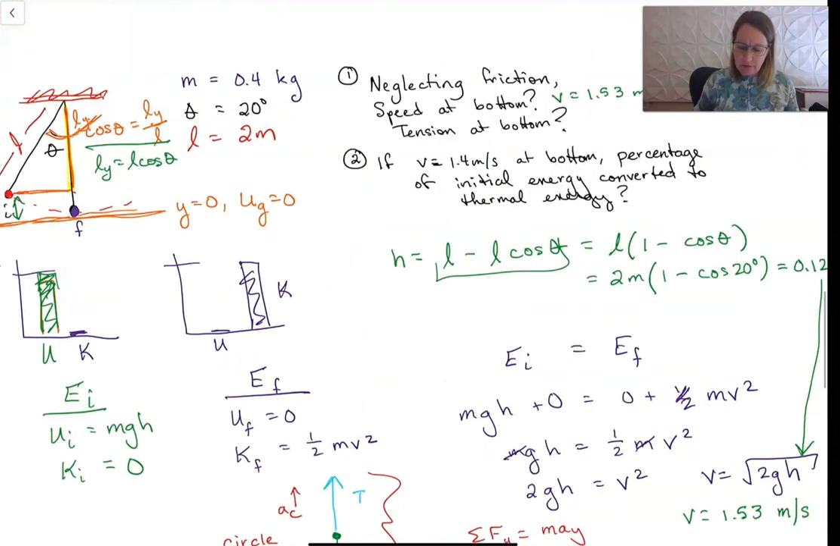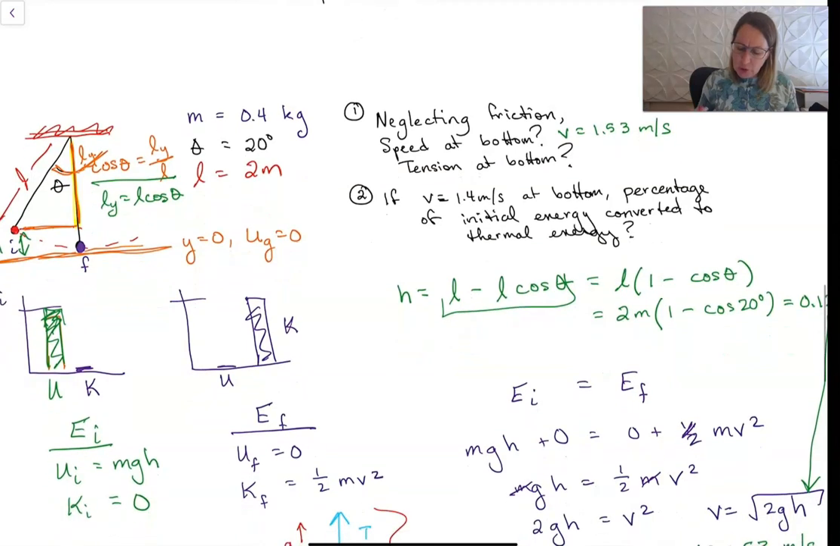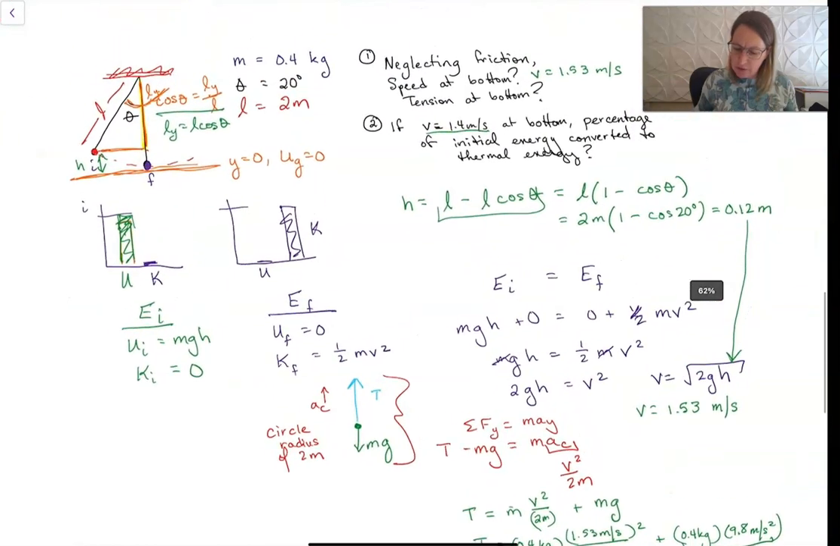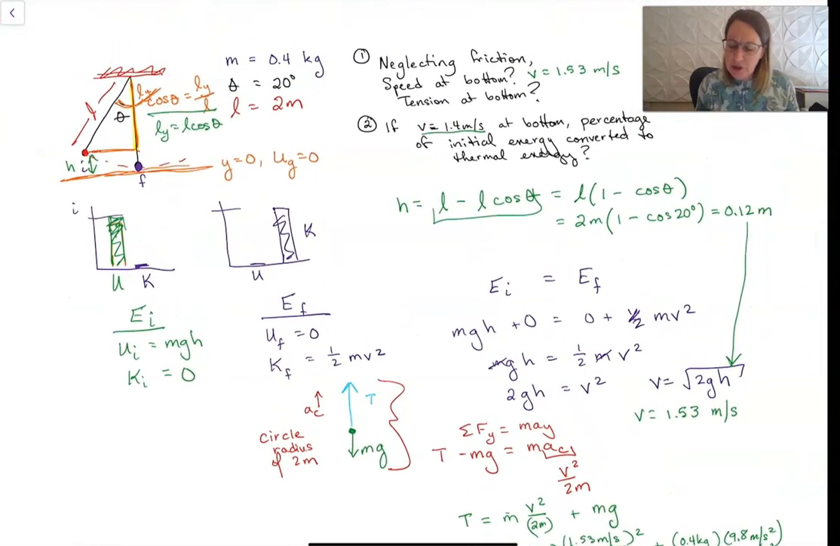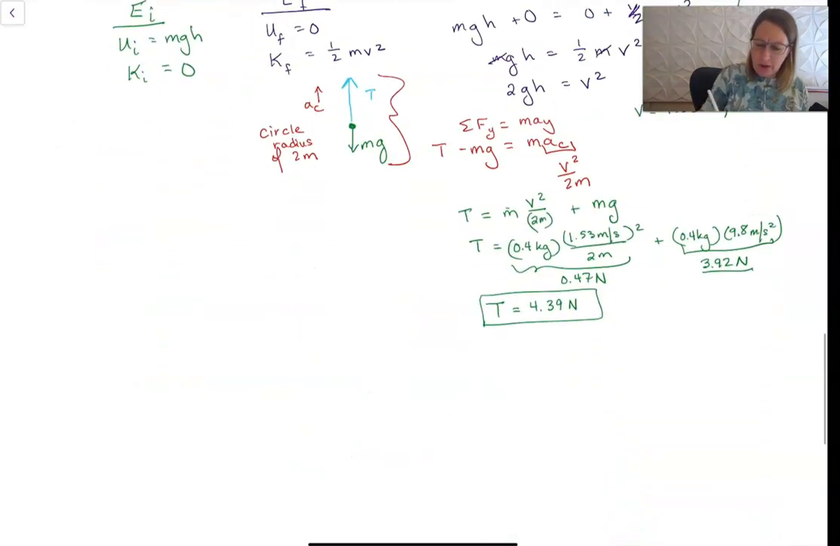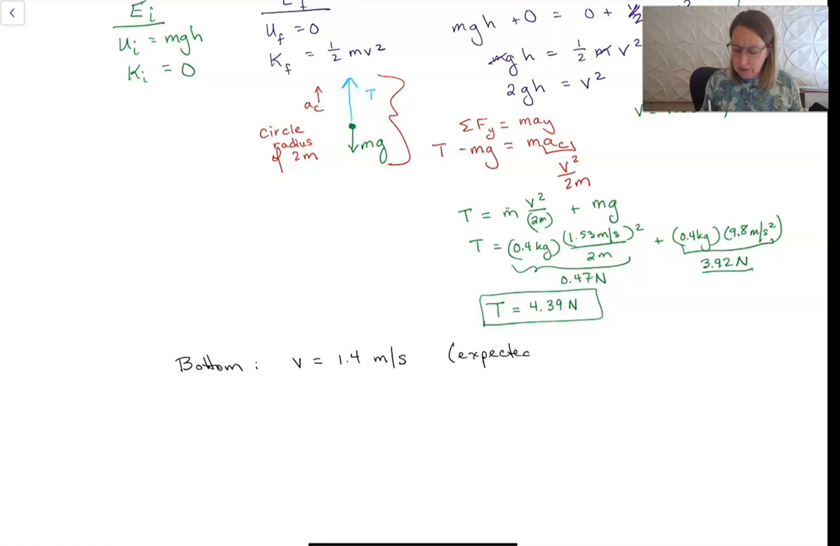Okay, that was all of part 1. Now part 2 says if our speed is equal to this at the bottom, which is less than our 1.53, what percentage of the initial energy got converted to thermal energy? Okay, so let's rewrite what we've got. At the bottom, what actually happened was a speed of 1.4 meters per second, where we expected 1.53 without friction, but there's obviously some friction and air resistance, and actually a fair amount.